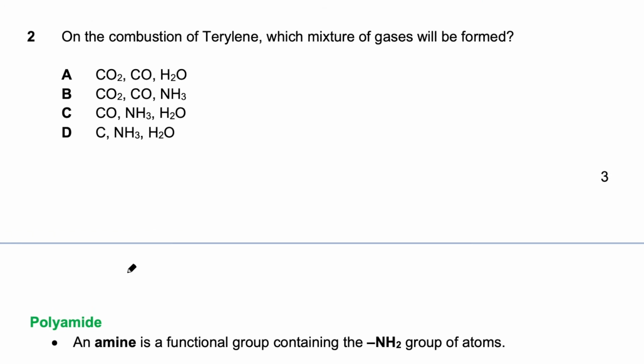On the combustion of terylene, which mixture of gases will be formed? Let's recall terylene is a polyester. So there are only these 3 elements in terylene. So when this burns in oxygen, undergoing combustion, I shouldn't see any molecules containing nitrogen. So that rules out B, C, and D. Okay, leaving option A as the correct answer.